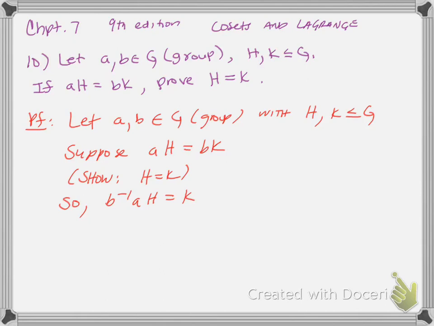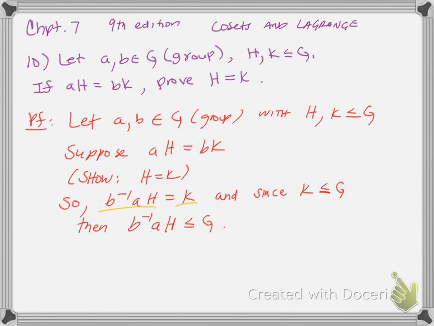We can do that, okay? Again, knowing that A and B are in G, which is a group, we know B inverse exists, so we can take B inverse on both sides. And since we also know that K is a subgroup of G, then B inverse AH is a subgroup of G, right? And that's just because it's equal to K. If K is a subgroup and it's equal to K, then that has to also be a subgroup, okay?